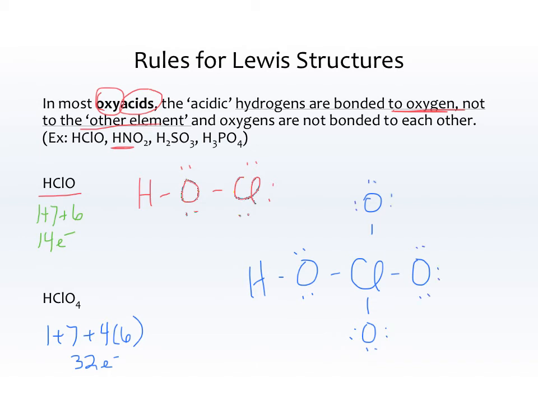And now we're going to count up what we have. We have 8, 16, 24, 26, 28, 30, 32. Yay, that's exactly what we needed, 32 electrons. So there is your oxy acid.